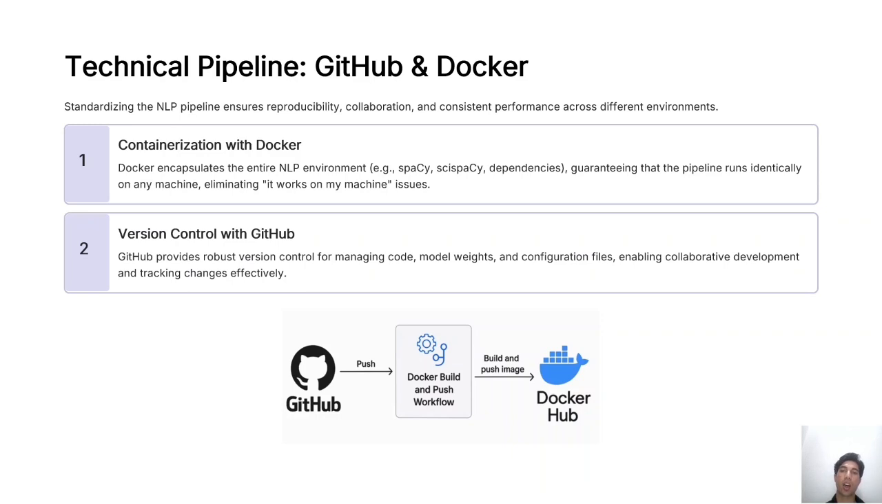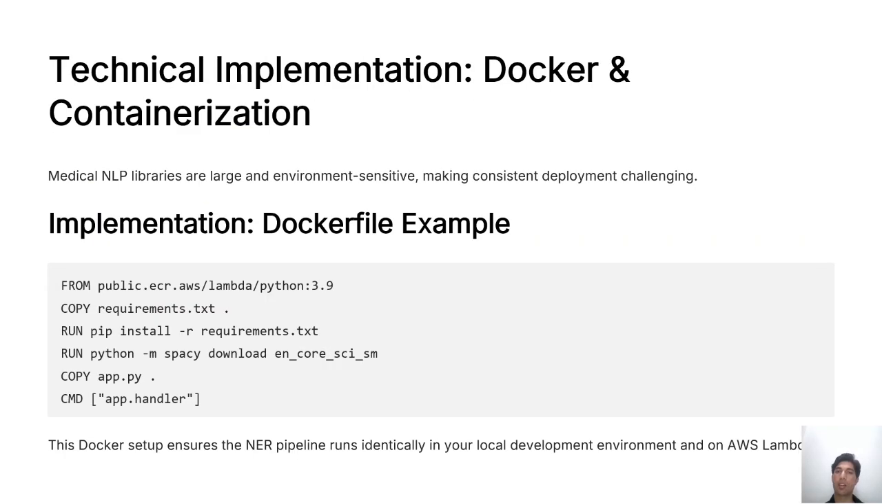So we encapsulate the entire environment in a Docker container, and then we upload it to GitHub. GitHub provides robust version control for managing code, model weights, and configuration files, enabling collaborative development and tracking changes effectively. So basically, GitHub is used for version control, and if we need to make any tweaks in our code or model weights, we can do that with the help of GitHub. So this is a simple way of how we can containerize our environments through Docker.